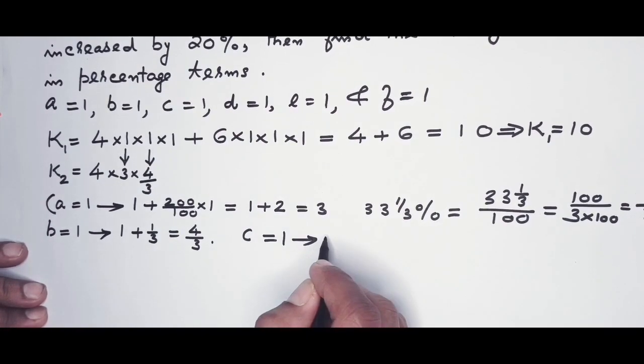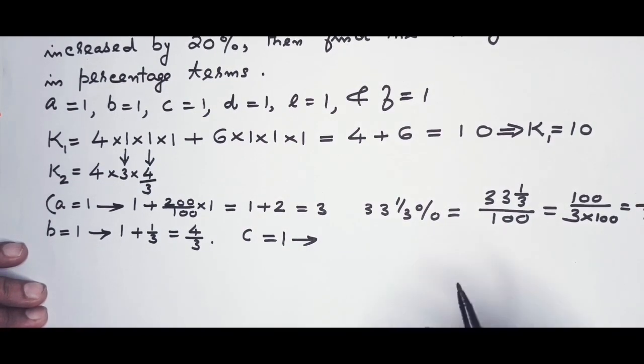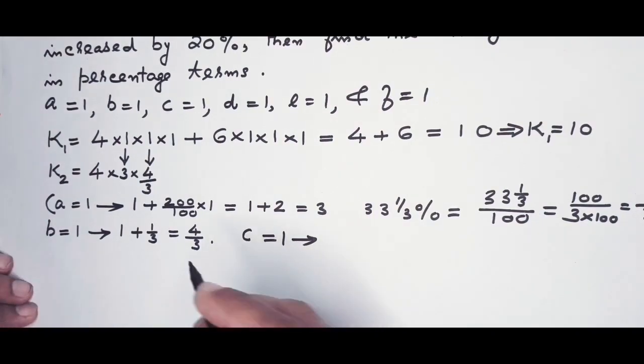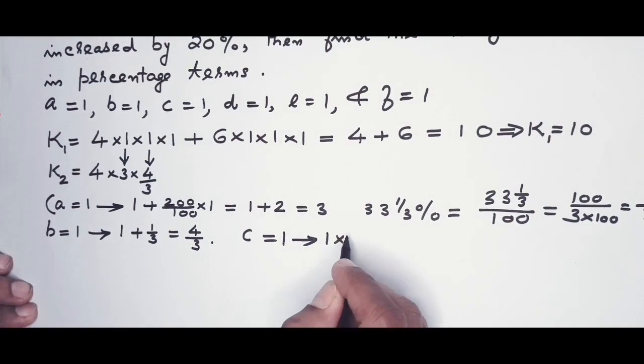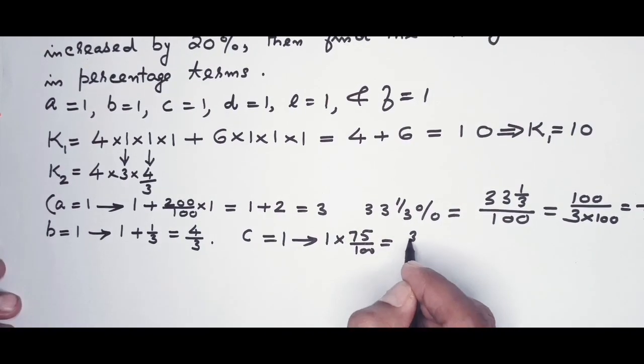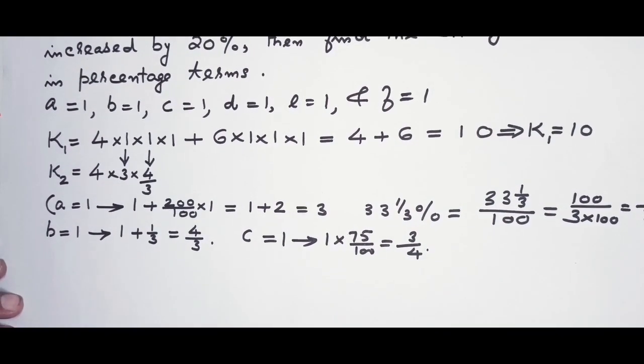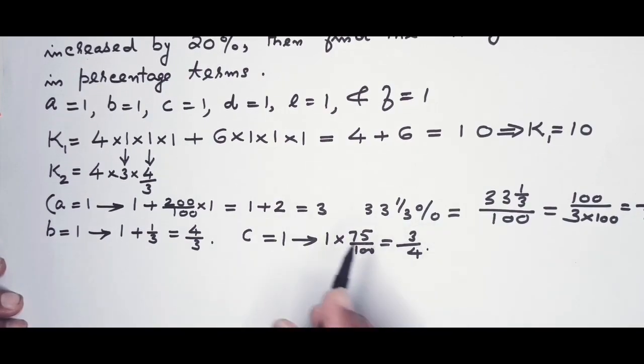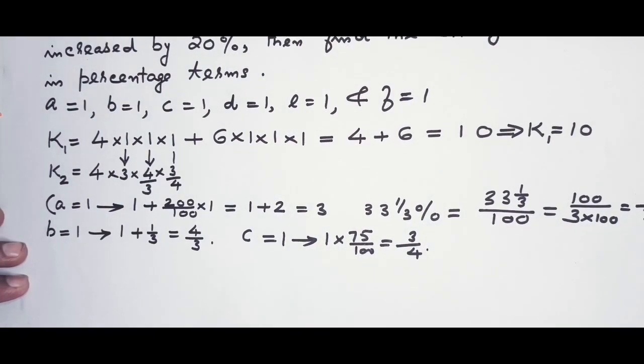Decreased to 75% is different from decreased by 75%. Decreased to 75% means you take 75% of 1, that is, on simplification, 3 by 4. So 1 will reduce, or decrease, to 3 by 4. Now the next one. D is said to be decreased to 66 2 by 3%.